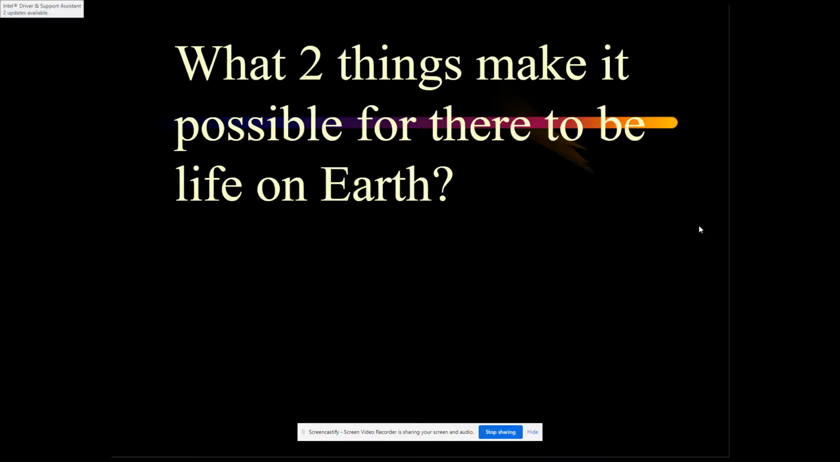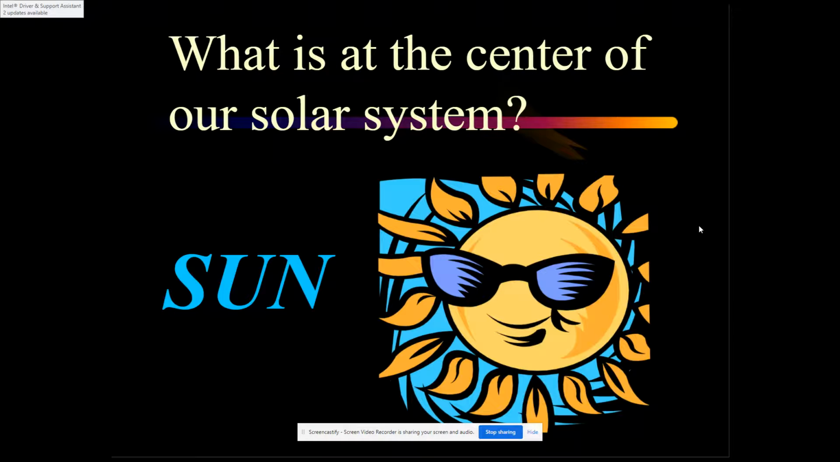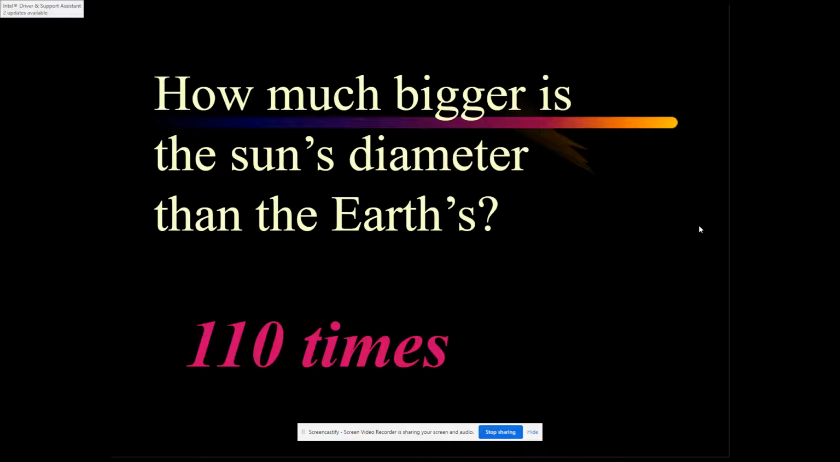Two things make it possible for there to be life on Earth: oxygen and water. The center of our solar system is the sun. We had two astronomers who said that the Earth was the center, but it was later found out that no, the sun is at the center.